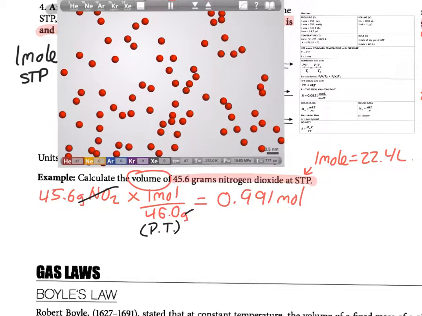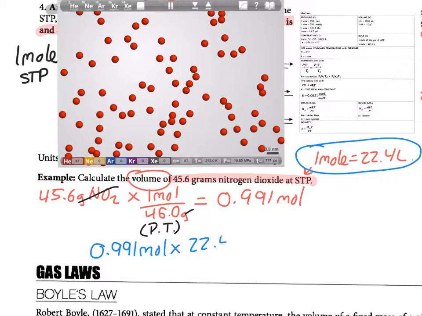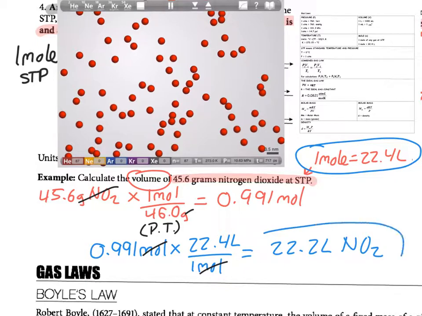Hopefully you're going to see that when I take this 0.991 mole quantity and use the relationship that 1 mole is equal to 22.4 liters, I multiply by 22.4 liters per 1 mole. It should be close to 22.4, maybe a little bit less because it's not exactly 1 mole, and it calculates out to be 22.2 liters of our NO2 gas. So that would be doing a gram to liter conversion, and the new element here is that 1 mole of any gas at STP occupies a volume of 22.4 liters.